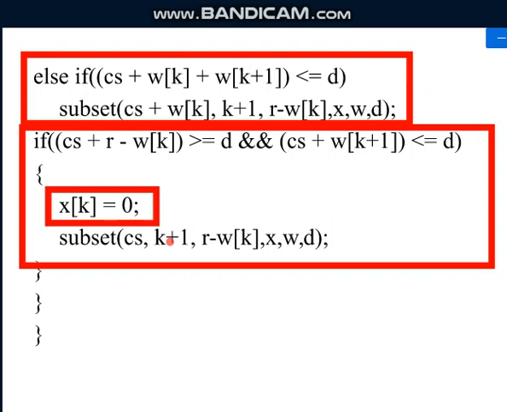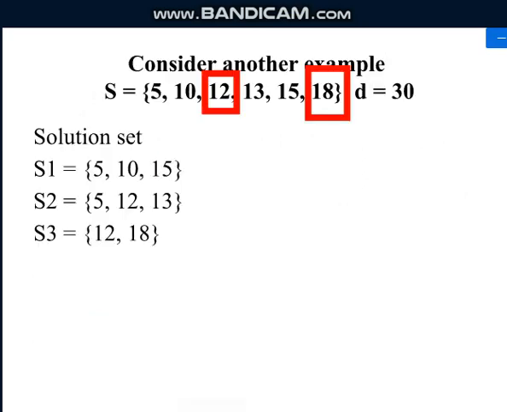Okay, so again 5 plus 10, 15 is done. Again it will come here, 13 plus, what is the next element? 15. 13 plus 15 plus 15, the previous sum CS is 15. So that will again be greater than 30, not less than 30. So again you will exclude 13. So you will call with the next element, that is, what is the next element? 15, isn't it? Yes. So 5, 10, 12 and 13 we excluded. Now we will check with 15.